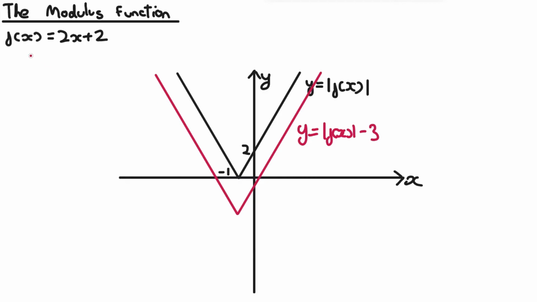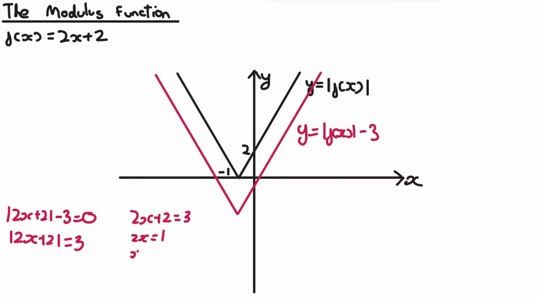As f of x is 2x plus 2, this is going to be when the modulus of 2x plus 2 minus 3 is equal to 0, and then we can move the 3 onto the other side to get the modulus of 2x plus 2 is equal to 3, and then we consider when this expression is positive and negative. So when it's positive, 2x plus 2 is equal to 3, so 2x is equal to 1, so x is equal to a half. This is this part here.